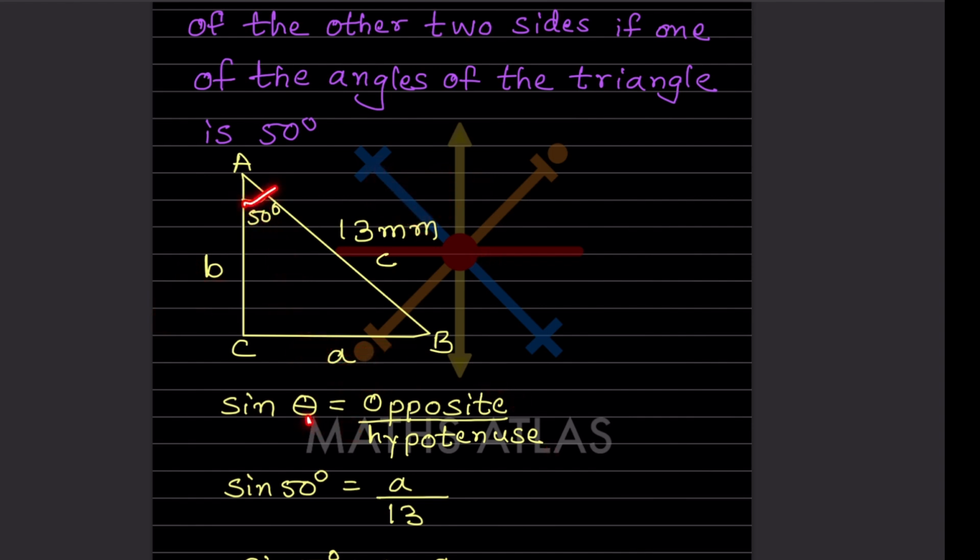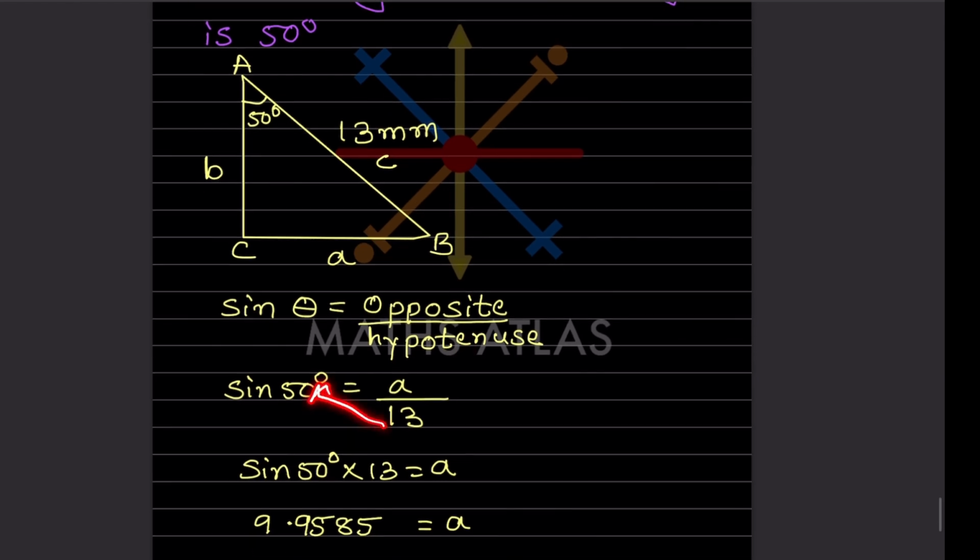So now theta is 50, given. Let us consider this side as A, this as B, and this will be C. Opposite is A because we don't know its measurement, and the hypotenuse is 13. So when we cross multiply, we get sine 50 into 13, that is A.